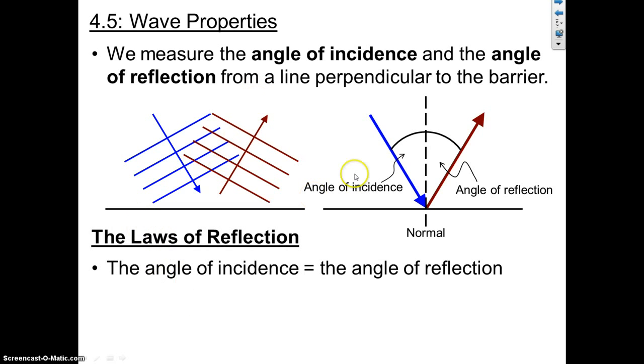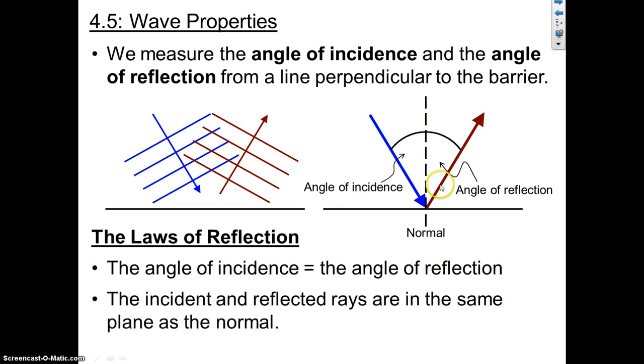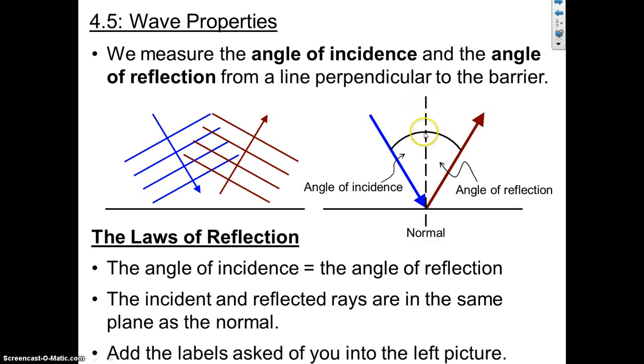Here are some laws of reflection. This angle of incidence always equals the angle of reflection. And the incident and reflected rays are all in the same plane as this normal that we draw.